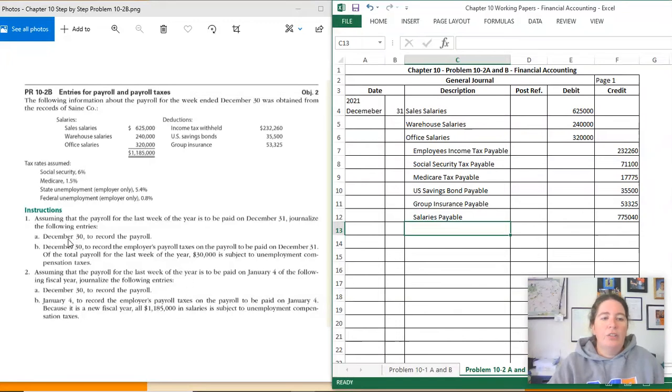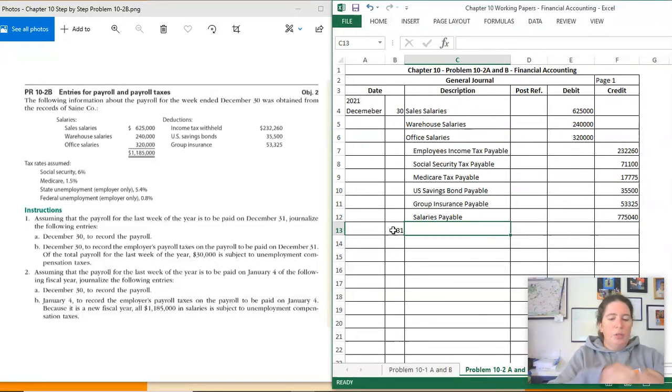So that covers letter A, December 30th, to record the payroll. Letter B wants us to record the employer's payroll taxes to be paid on December 31st. Of the total payroll, $30,000 is subject to unemployment compensation. So 31st, oh, this one was supposed to be the 30th. The 31st, I need to pay my taxes.